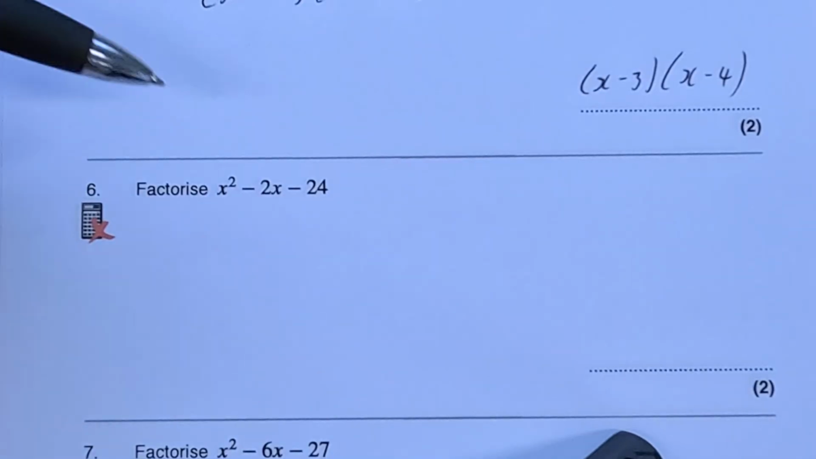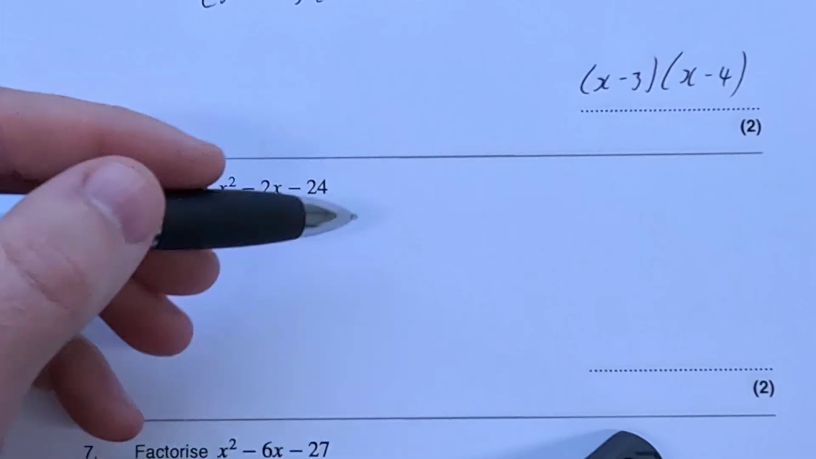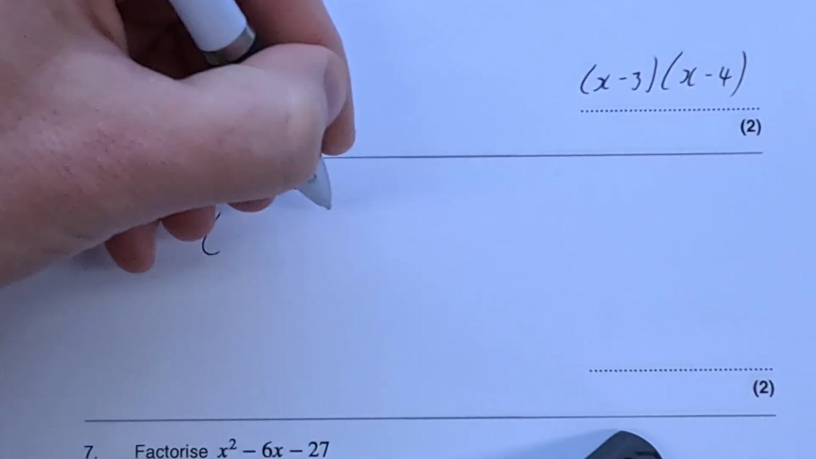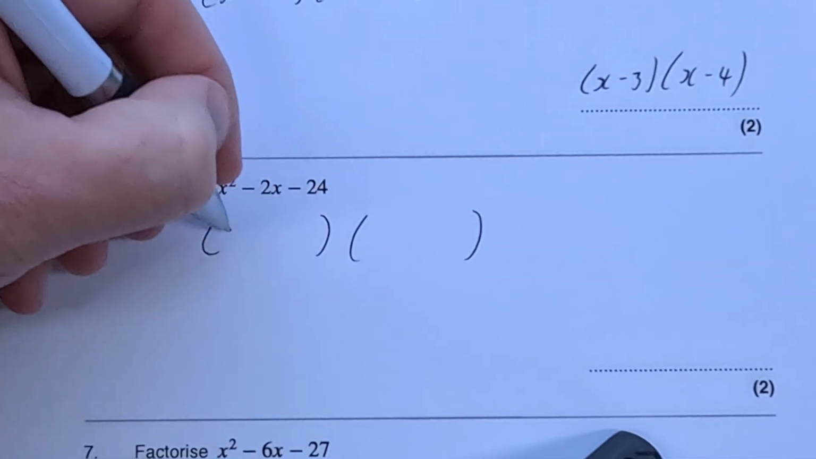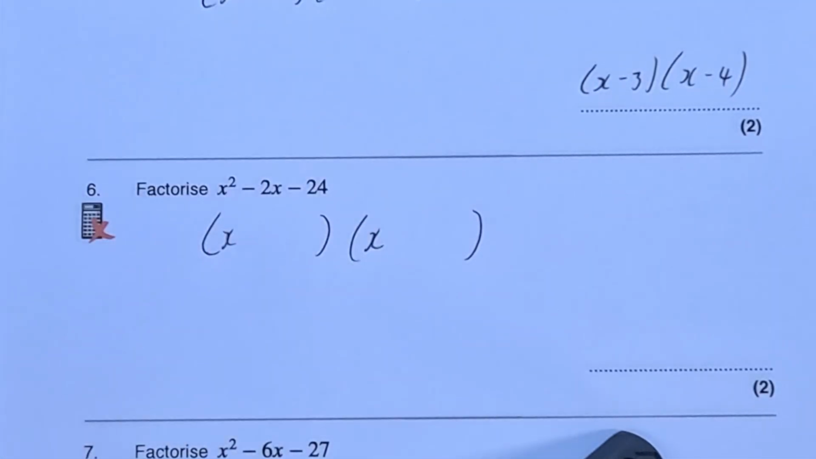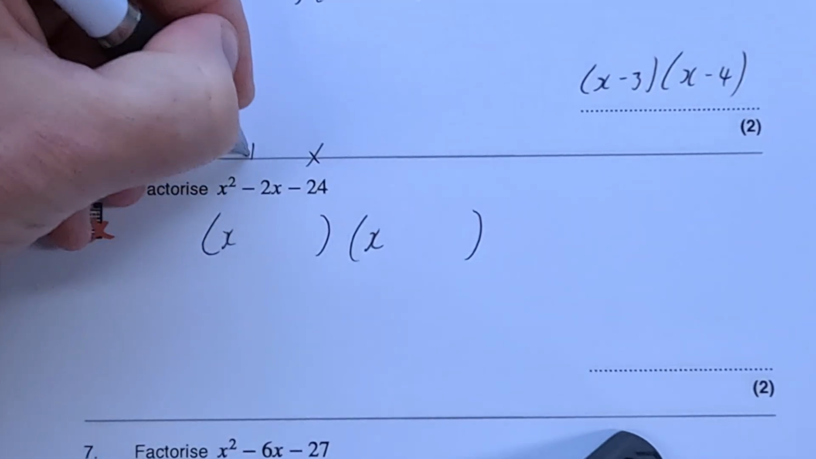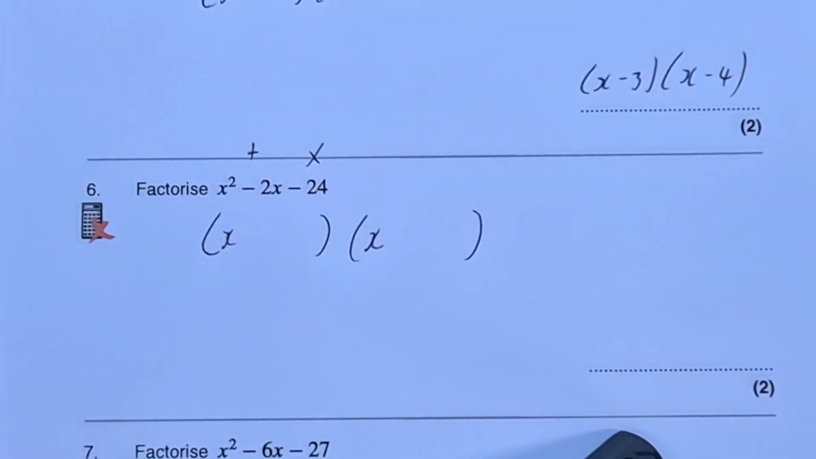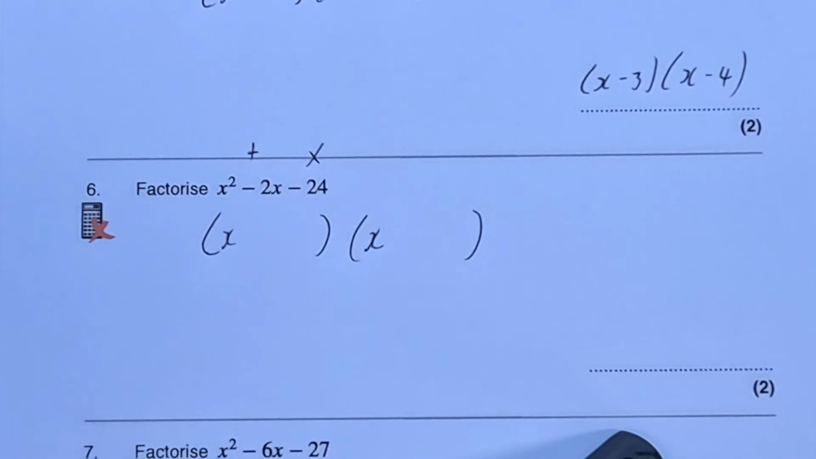This time we've been asked to factorize x squared minus 2x minus 24. So it's a quadratic and we've been asked to factorize it, so let's put our brackets down, bracket, bracket. The term at the front is x squared, so let's put x's at the front of both brackets. And now we're looking for two numbers that times together to be minus 24 and they add together to be minus 2. Because it's minus 24, that means one's going to be positive and one's going to be negative. Because they're multiplying to be a negative, you're going to have one positive and one negative.